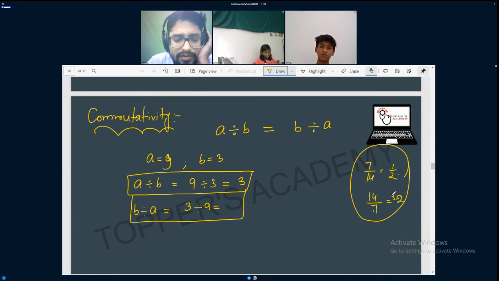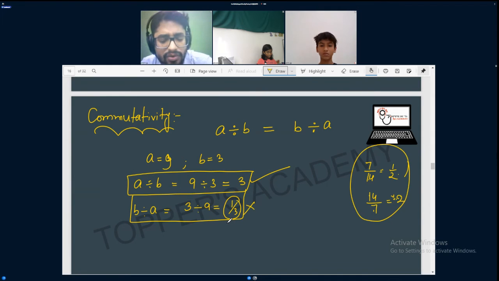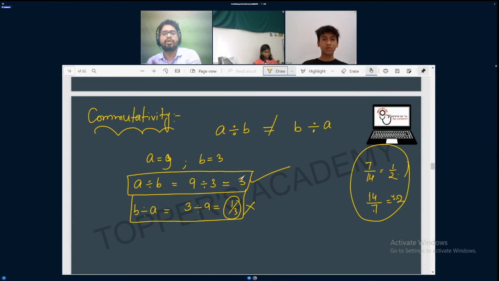Similarly, in the case where A is equal to 9 and B is equal to 3, A divided by B is 9 divided by 3, which is 3. And B divided by A is 3 divided by 9, which is 1 by 3. This is not equal to 3. So in general, A divided by B is not equal to B divided by A. It means division is not a commutative operation. Got it?